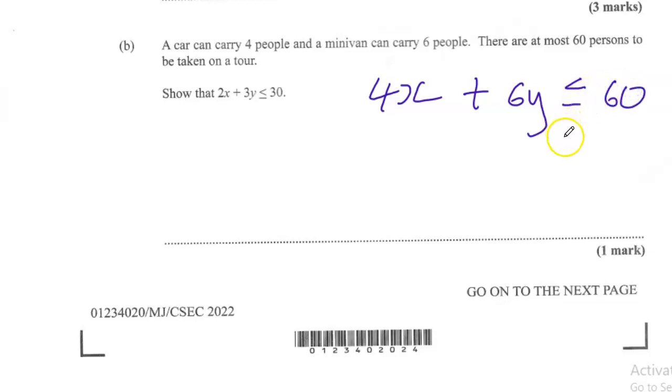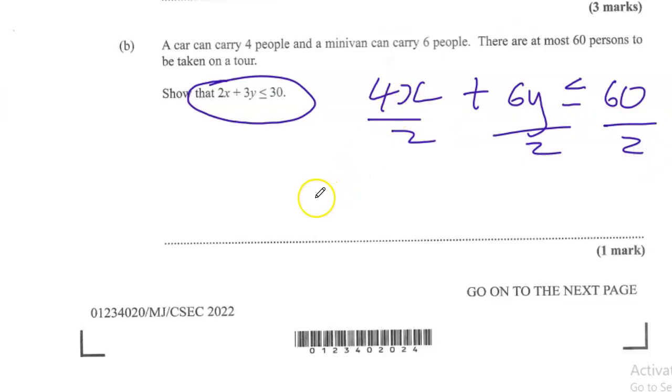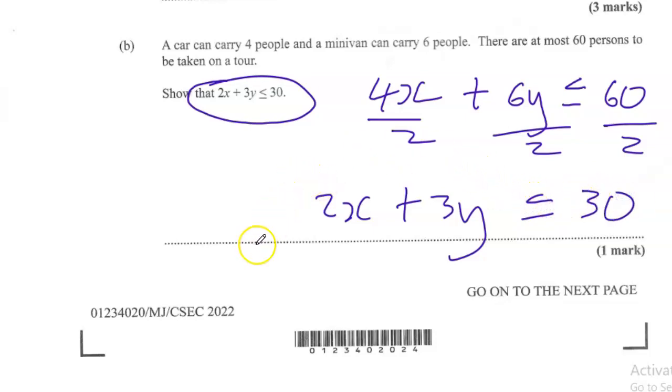Good. And then we want to show it, so I guess we can divide each term by 2. If we divide each term by 2, we end up with 2x plus 3y less than or equal to 60 divided by 2, which is 30. So we get what we're asked to show, hence shown. Alright. Next.